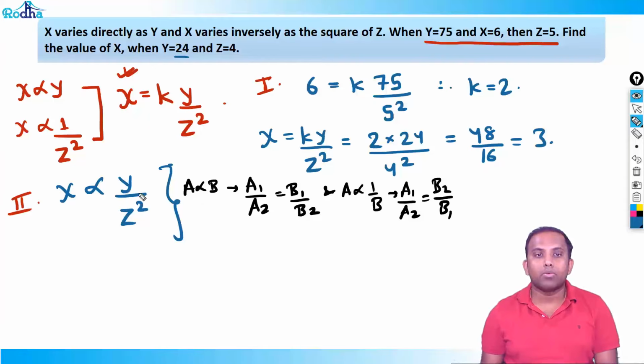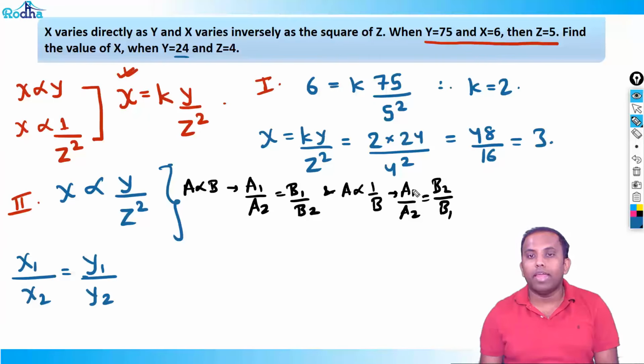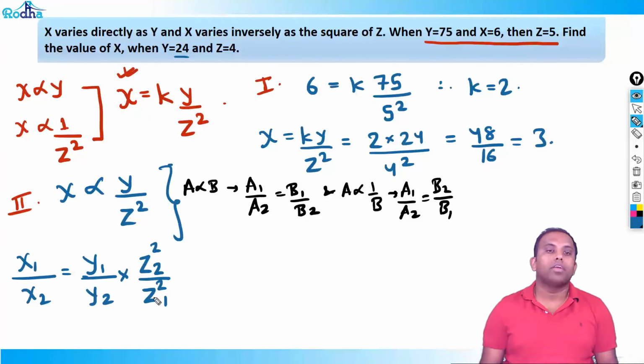So x is directly proportional to y, so I can write the ratio of x1 by x2 is equal to y1 by y2, and this is divided by z. That means z is inversely proportional. For inversely proportional, a1 by a2 is b2 by b1, so multiplied by z2 by z1, and since it is a square, z2 squared upon z1 squared. This is the direct way to write it. Again, I am repeating it.